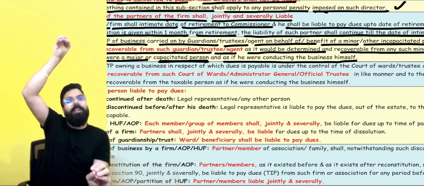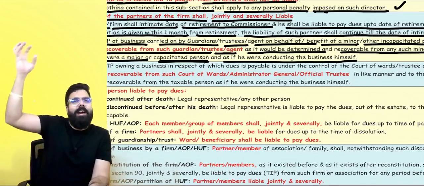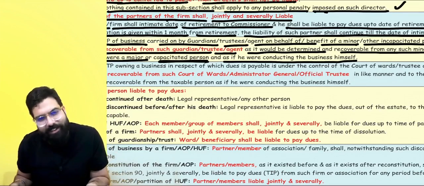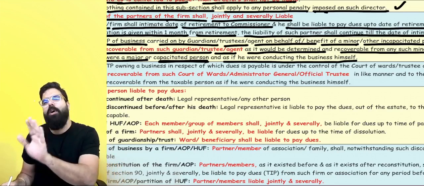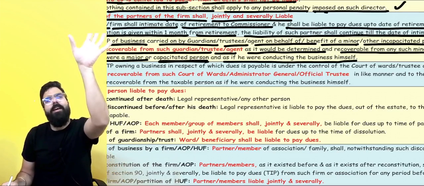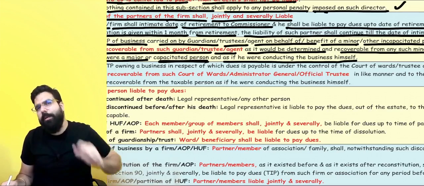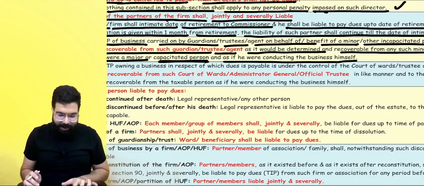The same amount of tax, interest, penalty, they are saying, will be recovered from the guardian or the trustee. So if a business is run by a guardian or a trustee for the benefit of a minor or incapacitated person, then the dues of the business will be recovered from the guardian or the trustee.